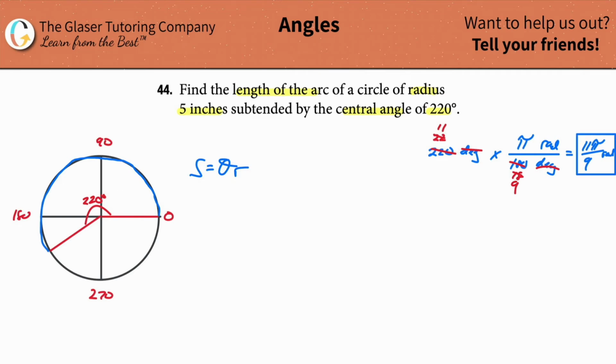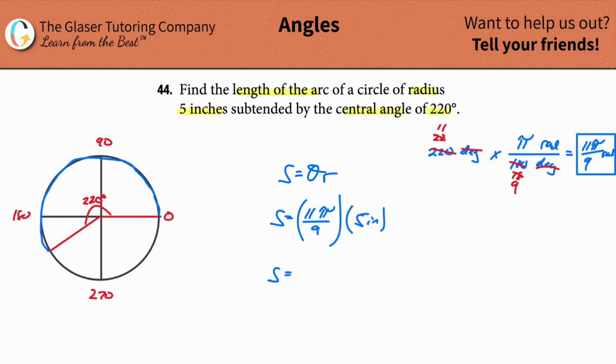So we can now use this formula to solve for our arc length. The angle here has to be in radians, and that was the point of what we just did. We found the radian measure. Then multiply it by the radius, and the radius here was 5 inches. So now all you have to do is multiply it out. The exact answer here will be 55 pi over 9 inches.